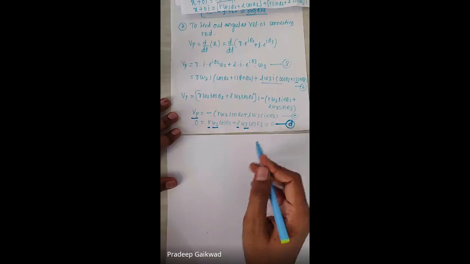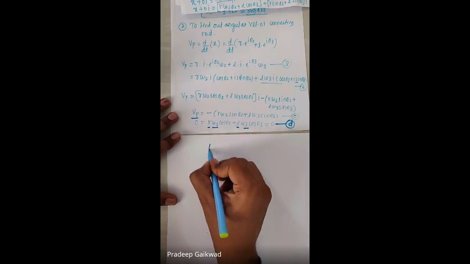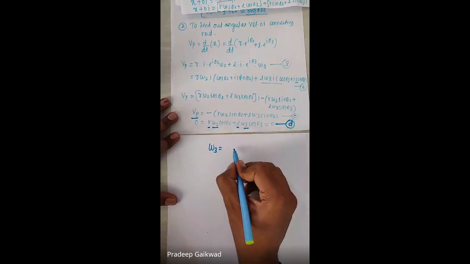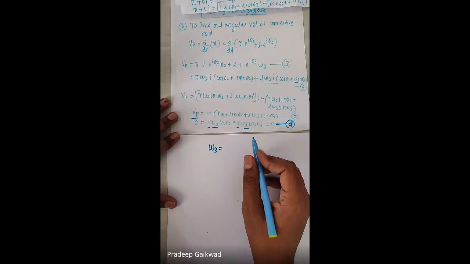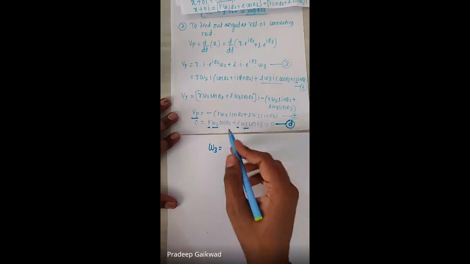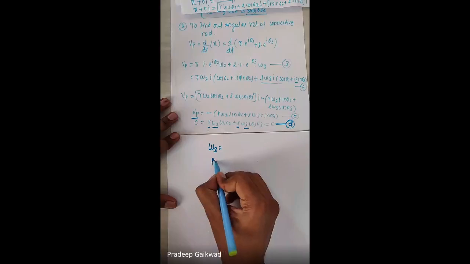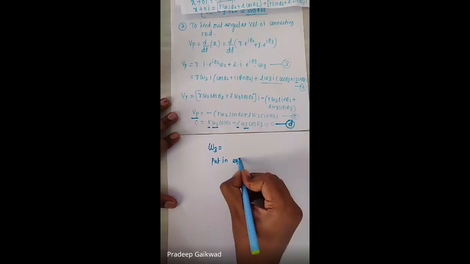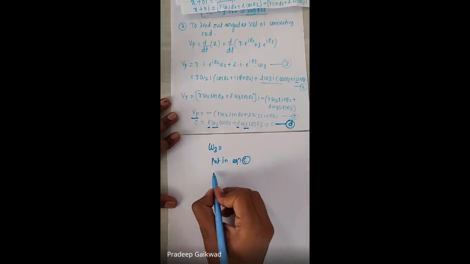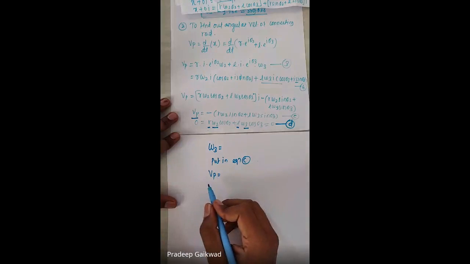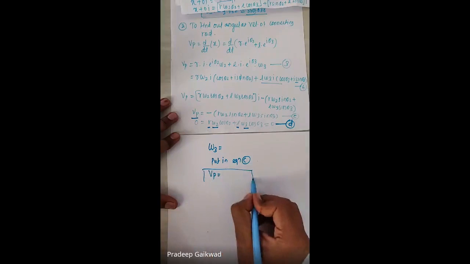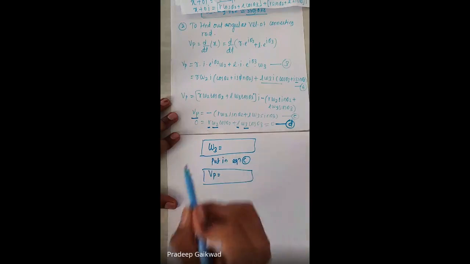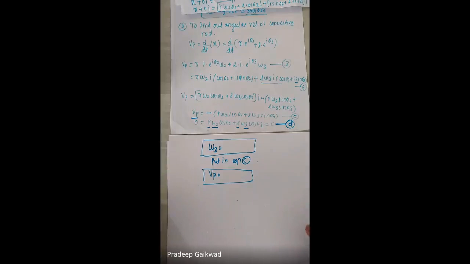From this equation D, get the value of omega 3, angular velocity 3. Just put it in equation C to get Vp. Tell me answers. Anyone?